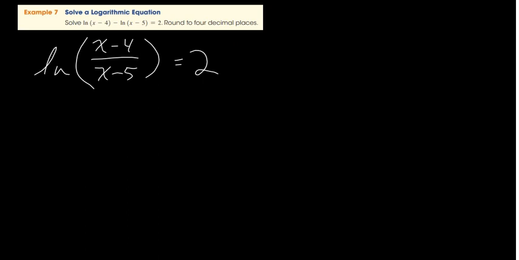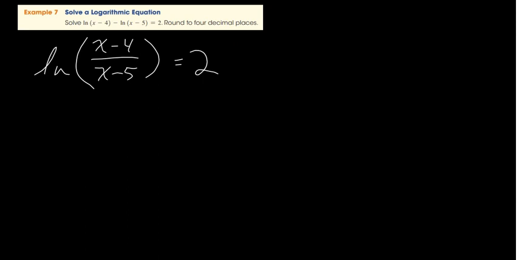Okay. All right, last problem of the semester. Let's make it count. We've got the natural log of x minus 4 minus the natural log of x minus 5. So that minus immediately tells us we're going to use division. Okay, so let's go ahead and rewrite this with our division. So we're going to have the natural log of x minus 4 divided by x minus 5. That's going to be equal to 2.